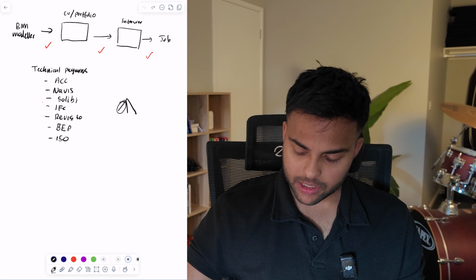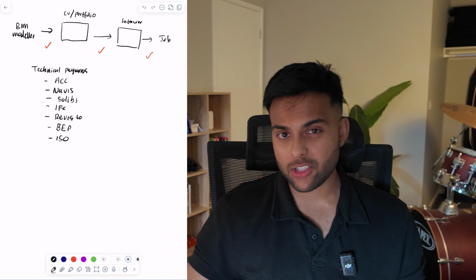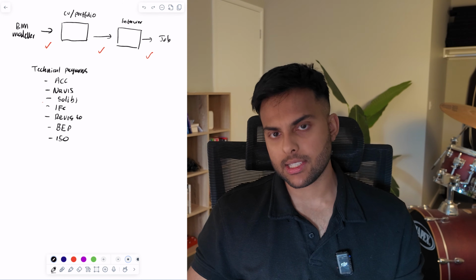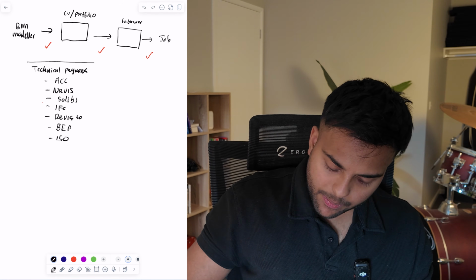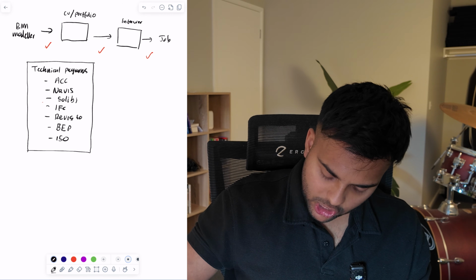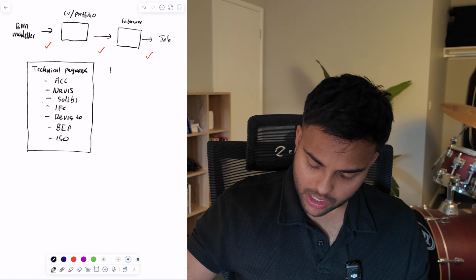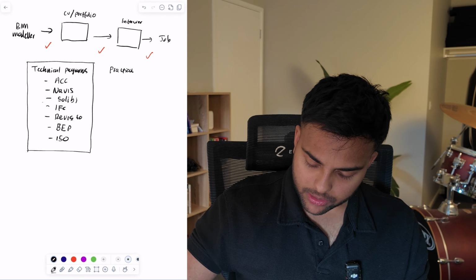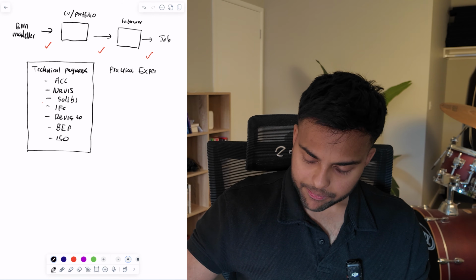And so this is very similar to the theory of constraints, where it's like three legs of a chair. You need all three in order for you to succeed. So think about what you need in order to succeed or get into the management position or BIM coordination position. You need technical programs, but you also need practical experience, okay?